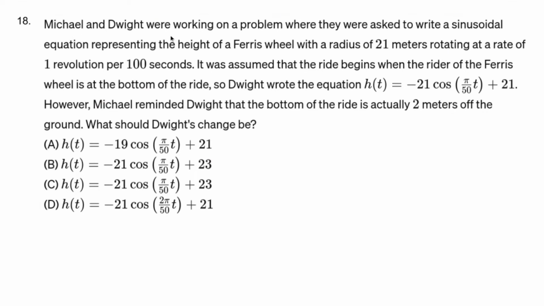Michael and Dwight were working on a problem where they were asked to write a sinusoidal equation representing the height of a Ferris wheel with a radius of 21 meters, rotating at a rate of 1 revolution per 100 seconds. What do we have? We have a circular object with radius of 21. Whenever you're dealing with sinusoidal stuff and you're given a circle and a radius, that's probably going to be your amplitude. What else do we know? If it rotates once every 100 seconds, then that's going to be our period. Okay, let's keep on going.